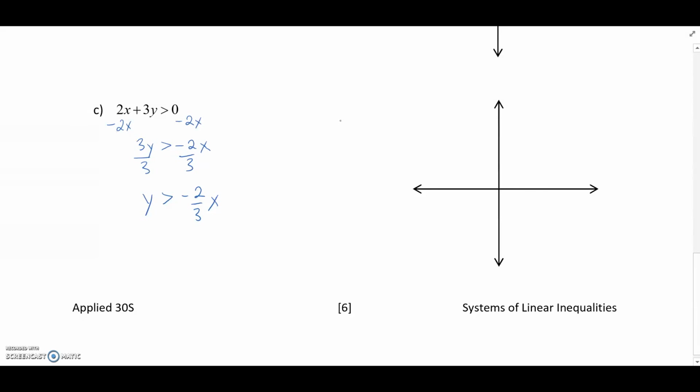And I was about to graph this, but I've got to look: is this a line that's dashed or is it a solid line? Because it's greater than, but not greater than or equal to, we can say that this line is going to be dashed. I could also see, because it's greater than, we're going to shade above. I don't have to worry about the stippling because it's not an example that would be discrete.